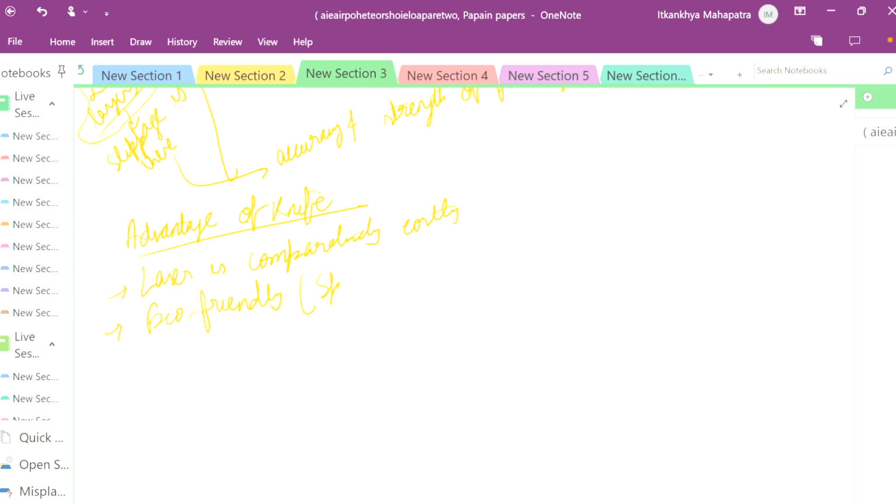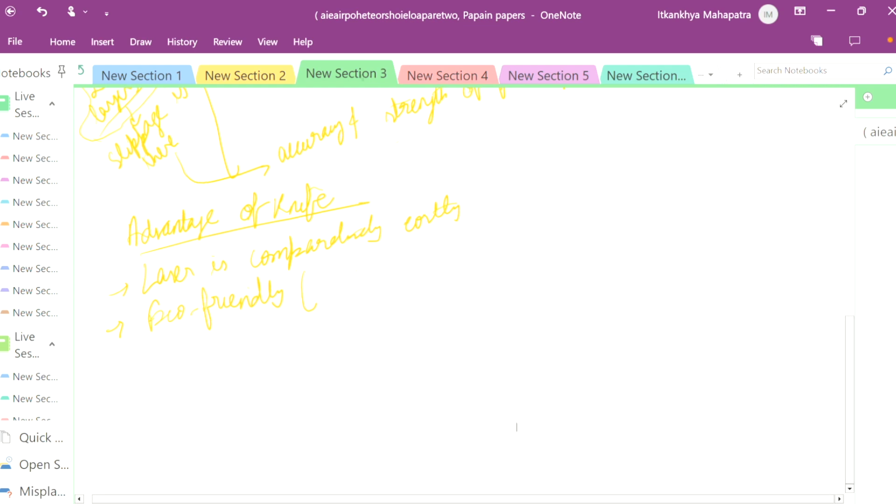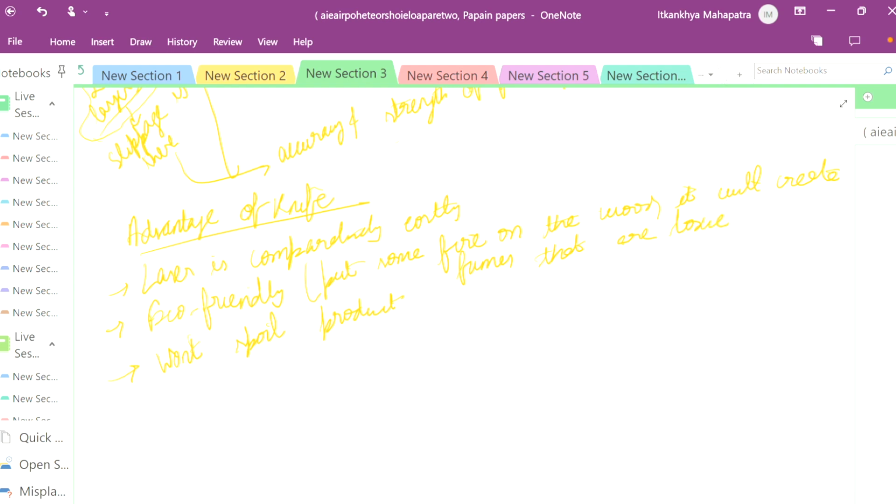It won't spoil your product. Just one more point: put some fire on the wood, it will create fumes that are toxic. This is in the case of a laser.